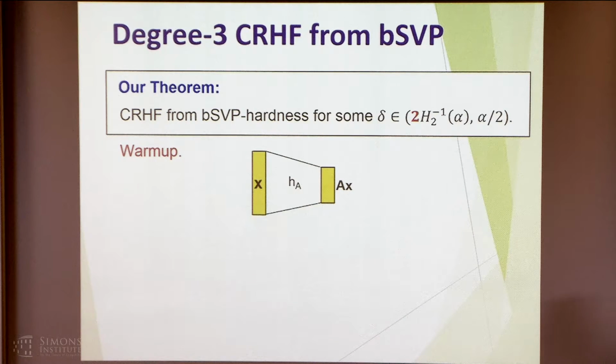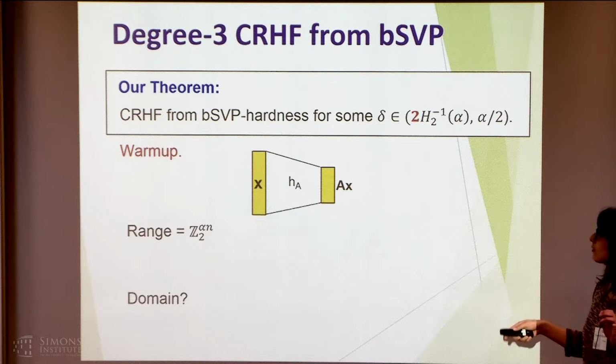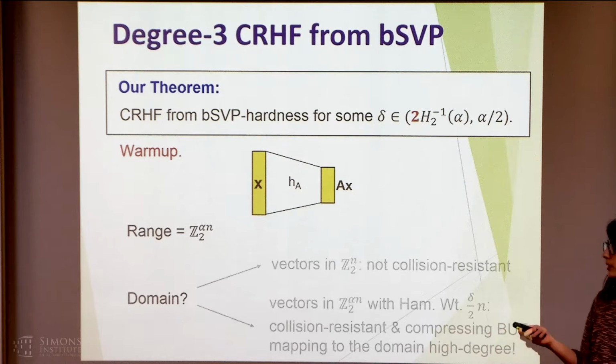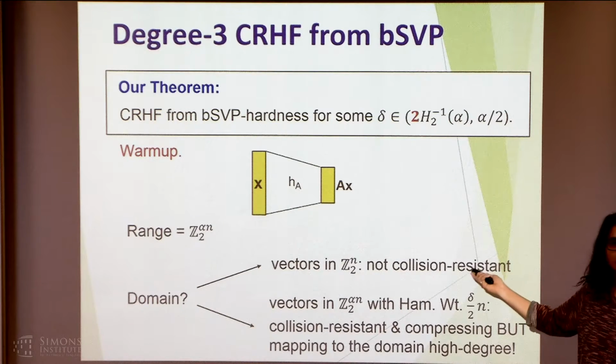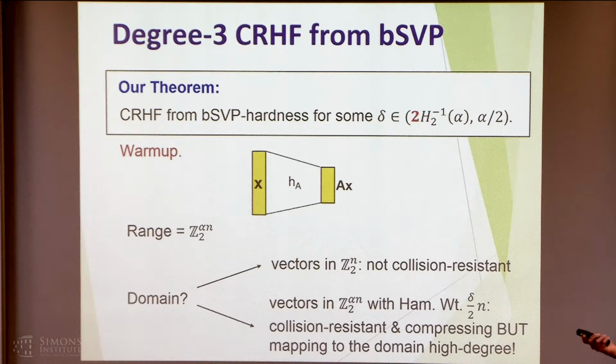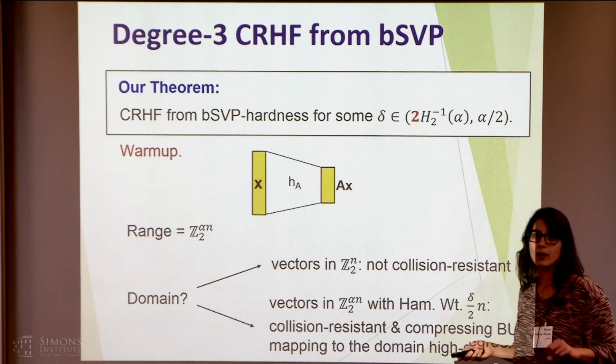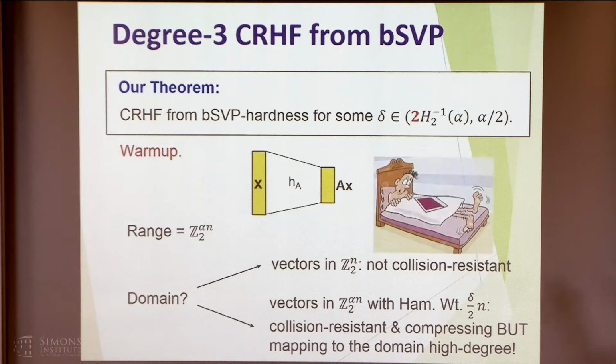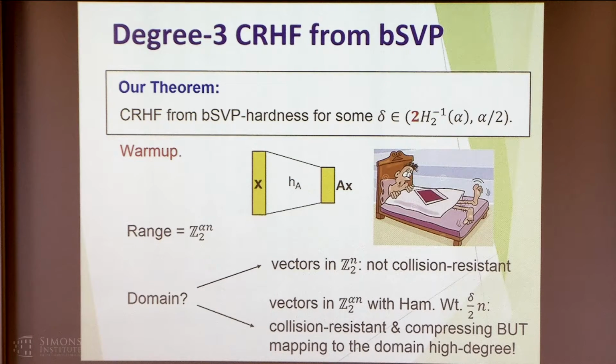So let's start with a short warm-up, something that doesn't work. We know that the range is alpha n bits, but the question is, what is the domain? If we just take an n-length vector and multiply it by the matrix, this function is not collision resistant, right? If we shrink it to low-weight vectors and then apply the matrix, we do get collision resistance and compression, but this mapping has high degree. So it's the short blanket problem all over again. What are we going to choose, our upper body or lower body?